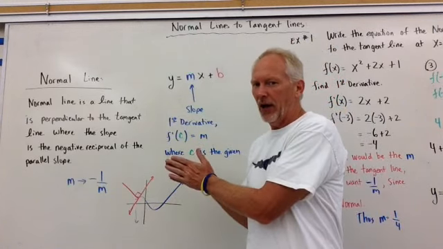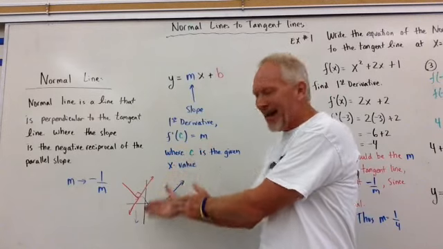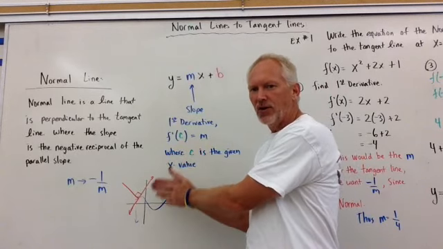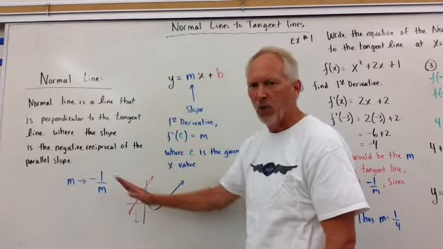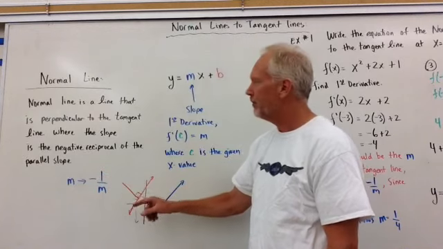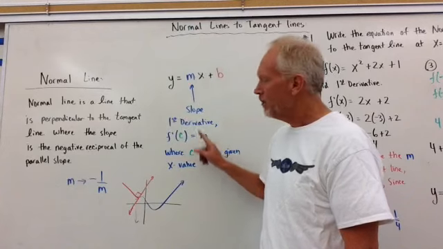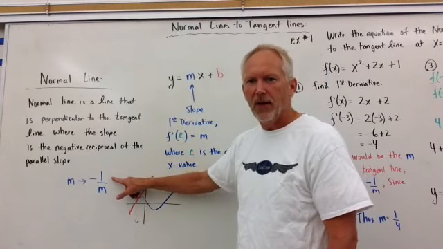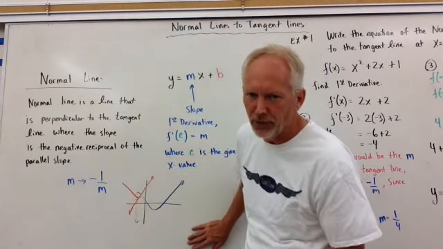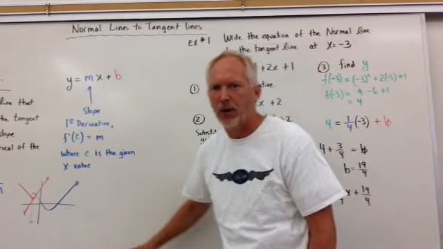But that's the parallel. That is the tangent line that is running alongside the function here. What we want is the perpendicular line. So what we have to do then is take that value that we found at c and negate it and make the reciprocal. So let's see how we do. Example number 1. Here we go.